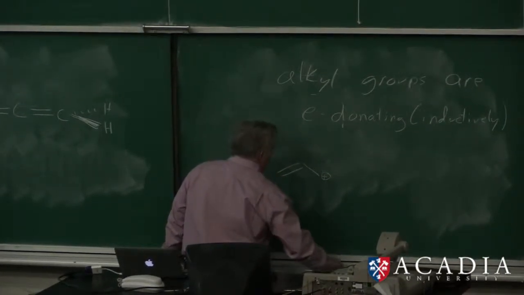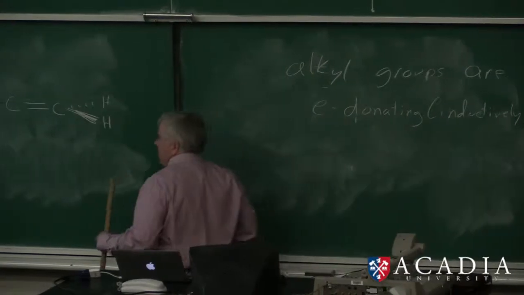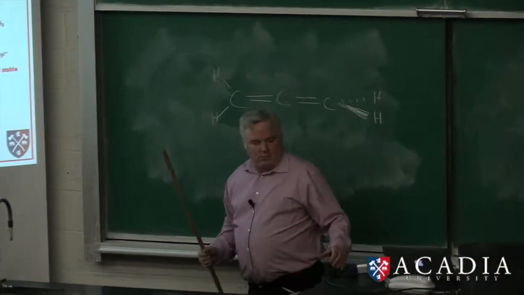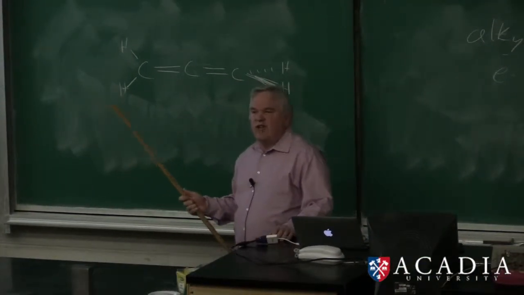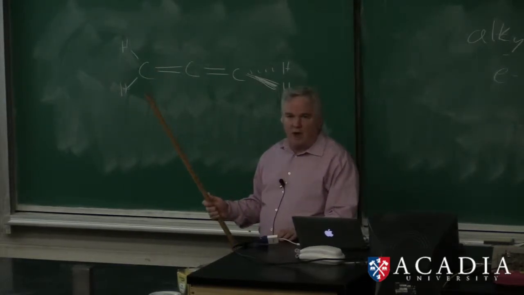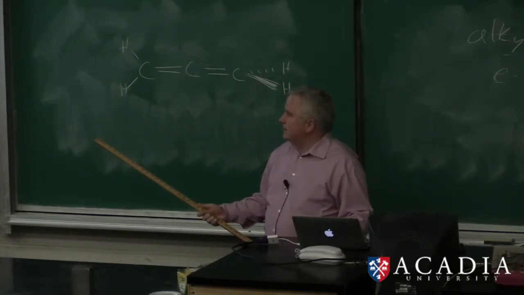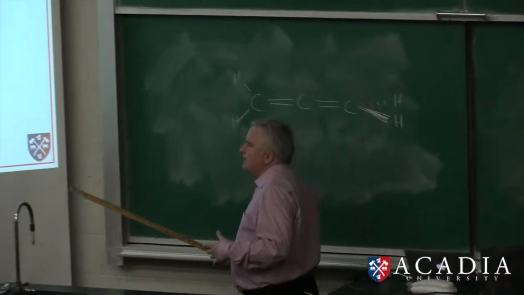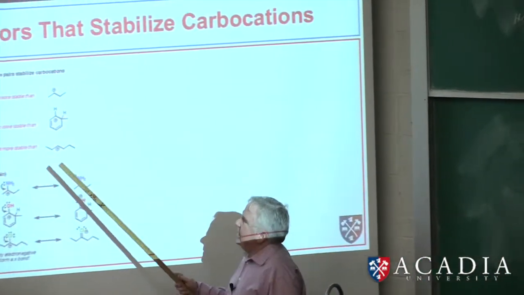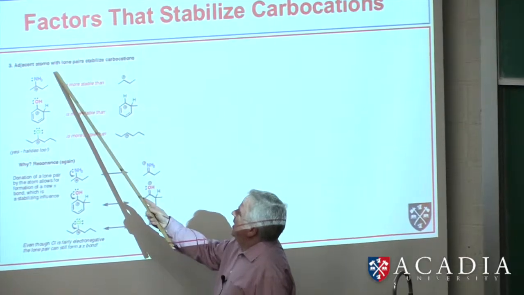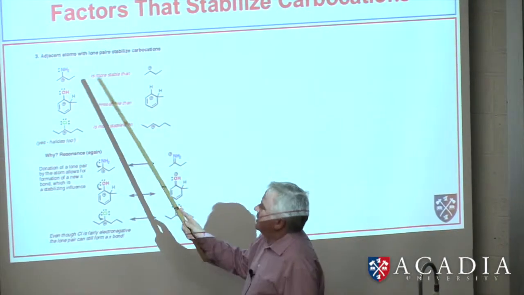Well, I'll talk about it with the next system. It's through delocalization, that's different than electron withdrawing, but it's electron withdrawing through resonance. We get the same thing. We can think about the same thing here. Adjacent to some atoms with lone pairs stabilize carbocations.